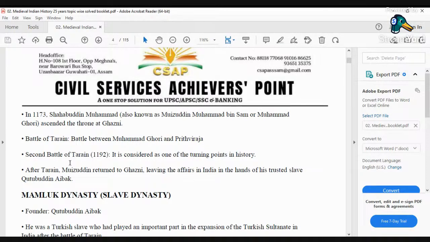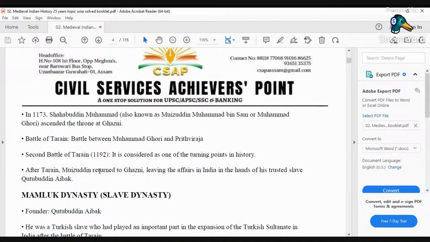The second battle of Tarain, fought in the year 1192, is considered one of the turning points in history because it led to the establishment of the Delhi Sultanate in 1206. In the second battle of Tarain, Prithviraj Chauhan was defeated by Muhammad Ghori, and then Muhammad Ghori went on to establish the Delhi Sultanate in 1206.